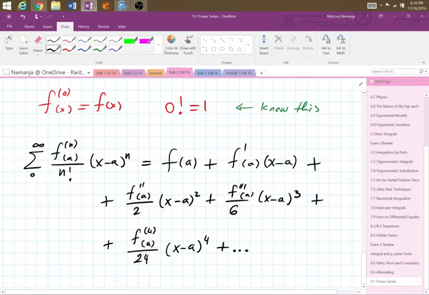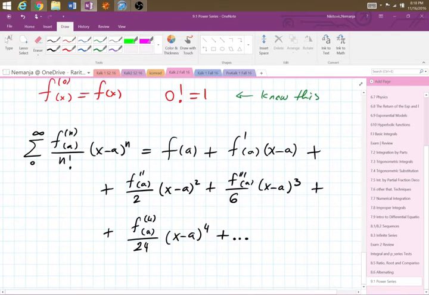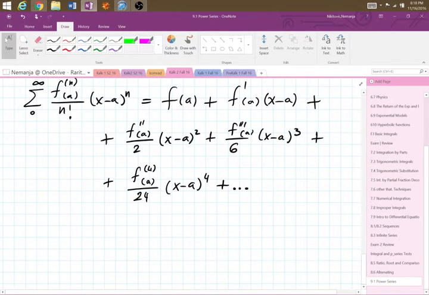So now I'm going to ask you to use this formula on f of x equals e to the x. What do you get? Use a equals 0. Go. Just plug it in. You have f of x, when it's 0 there, e to the 0. Compute all of these. I'll be right back.